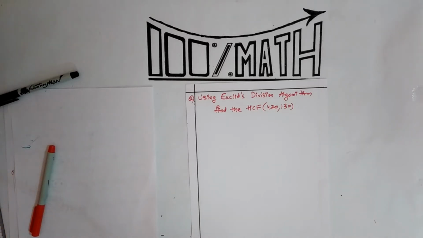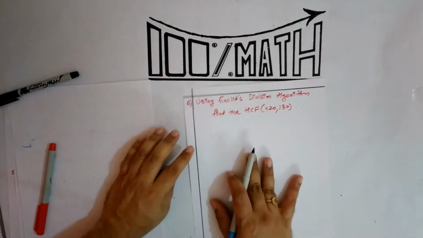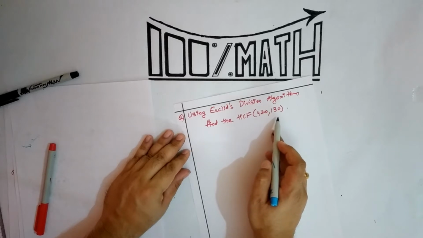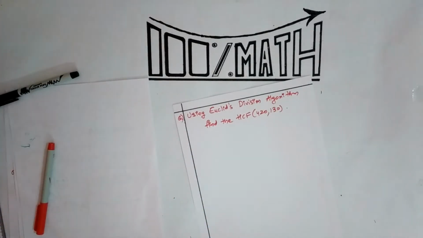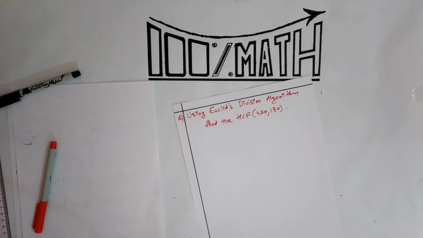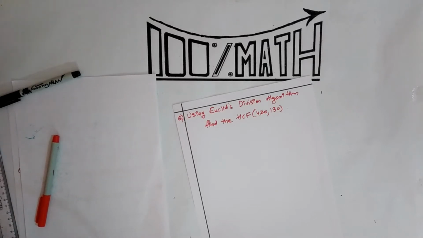The first numerical that we are going to solve is: using Euclid's division algorithm, find the HCF of 420 and 130. By solving this numerical, we will learn both the concepts of Euclid's division lemma and Euclid's division algorithm, and also we will learn how to find the HCF of two numbers using Euclid's division algorithm, which is one category of the numericals that is given in exercise 1.1.